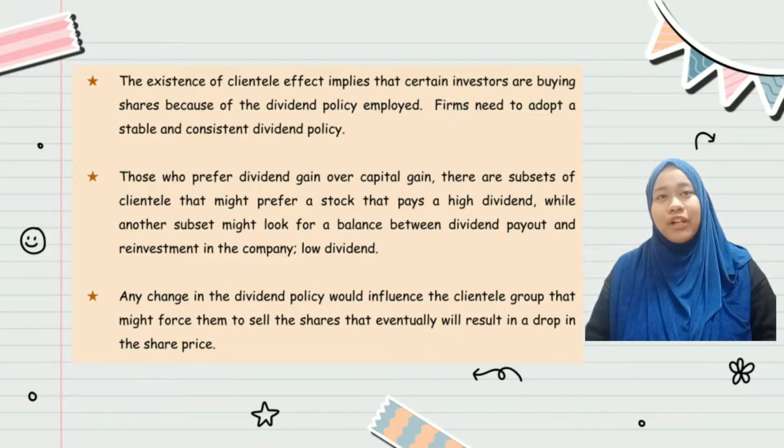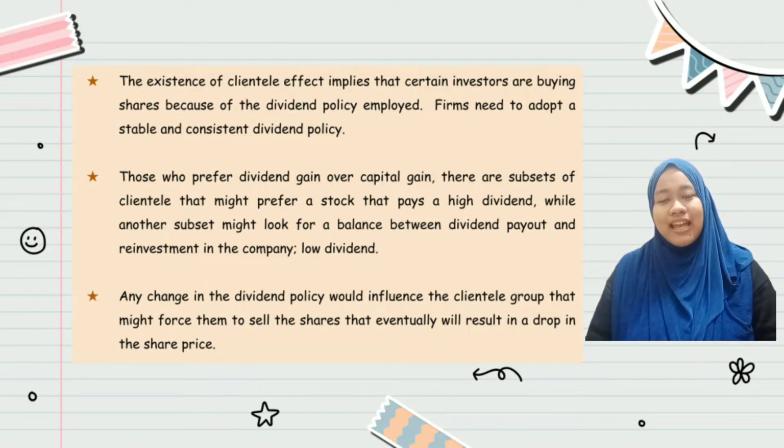The contents of what is the clientele effect. First, the existence of the clientele effect implies that certain investors are buying shares because of the dividend policy employed. Firms need to adopt a stable and consistent dividend policy. Secondly, those who prefer dividend gain over capital gain: there are subsets of clientele that might prefer a stock that pays a high dividend, while another subset might look for a balance between dividend payout and reinvestment in the company with low dividend. Finally, any change in the dividend policy would influence the clientele group that might force them to sell the shares, which will eventually result in a drop in the share price.